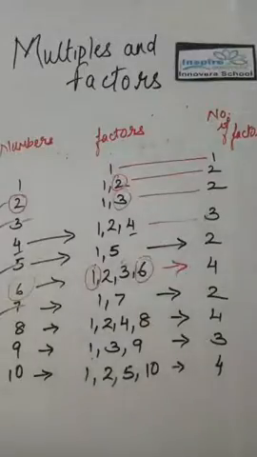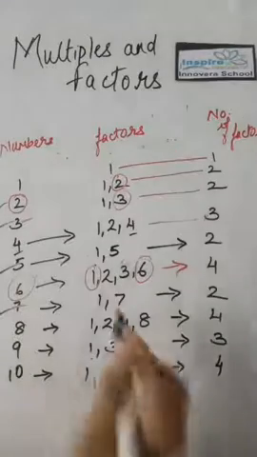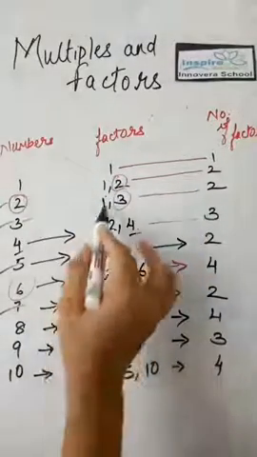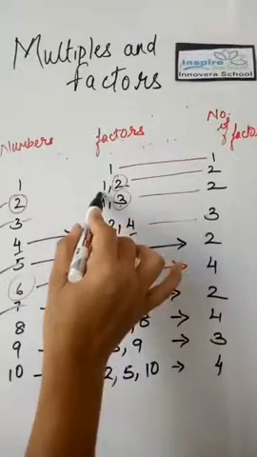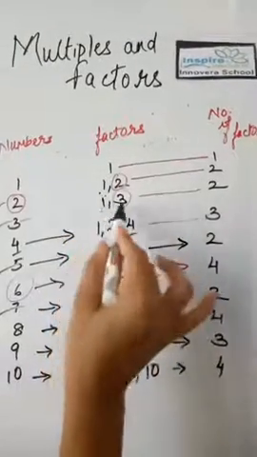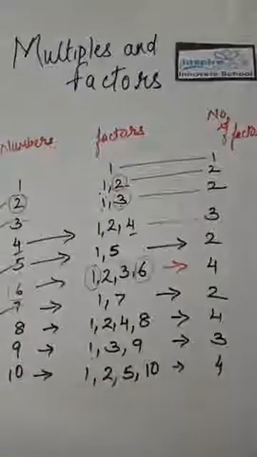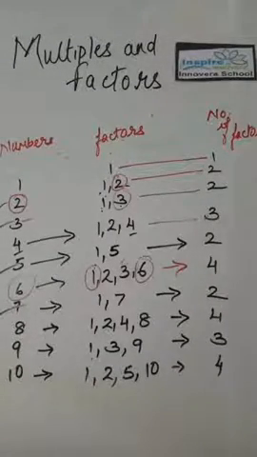How many factors are there? Only 2 factors are there. So the numbers which have only 2 factors, that is 1 and itself, are called prime numbers. That means it is multiplied by 1 and itself. So 1 and 2, 1 and 3, it is multiplied by 1 and itself. Even in 7, you can see 1 and itself.